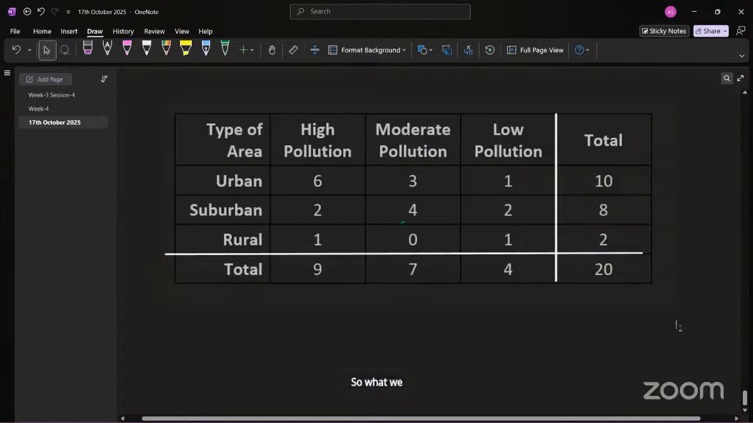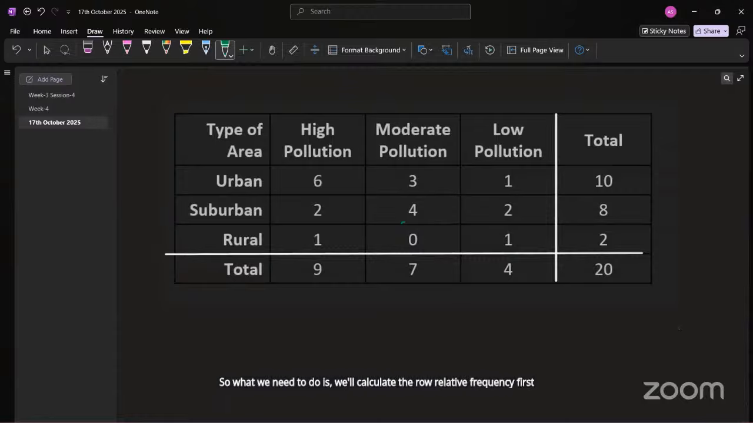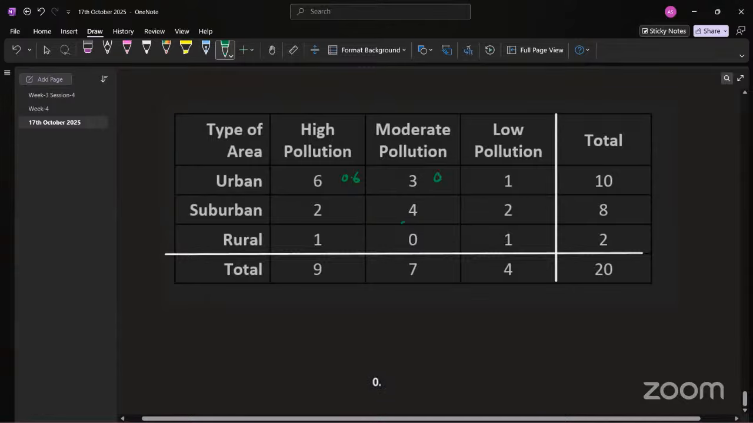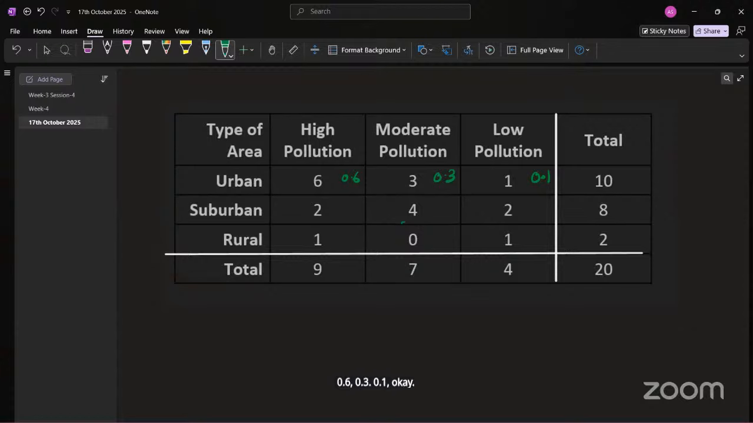So what we need to do is calculate the row relative frequency first. This will come out to be 0.6, 0.3, 0.1. This will come out to be 0.25, this will come out to be 0.5, this is 0, this is 0.5. Anyone who didn't get this? These are associated.